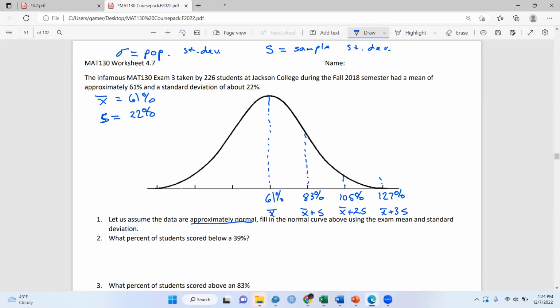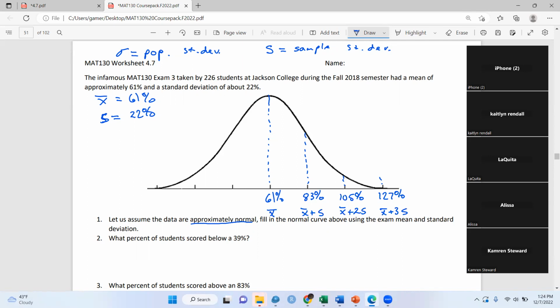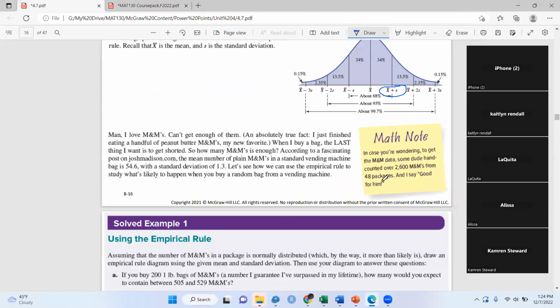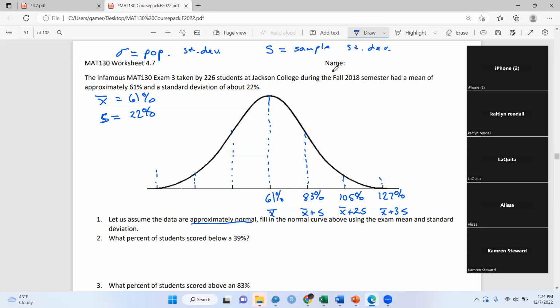How are we doing? All right. What do you think you need to do to get the below tick marks? Subtract S. That's it. Subtract it, right? Okay, so I'm going to let you do that.